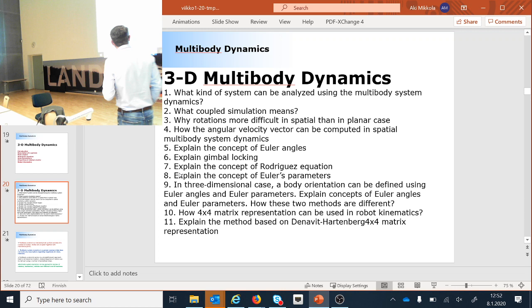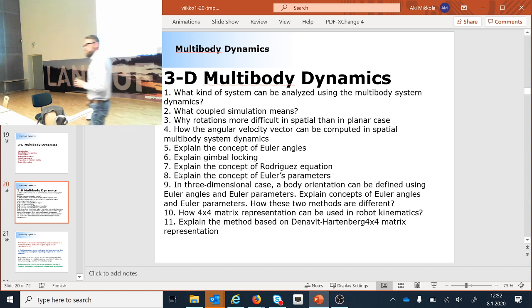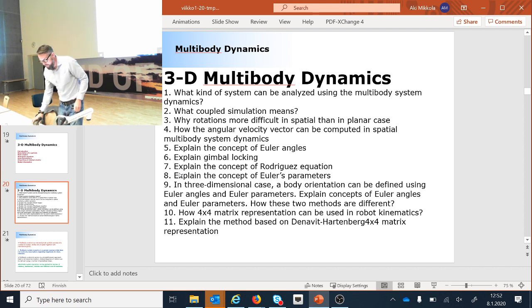Then, what kind of system can be analyzed using multibody system dynamics? We will not discuss that today, but we can slowly get started. And this is how it goes.